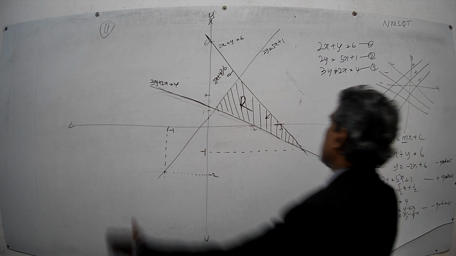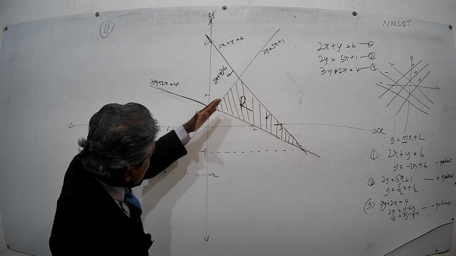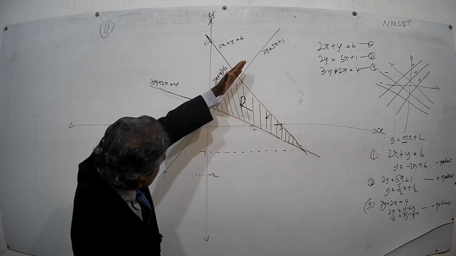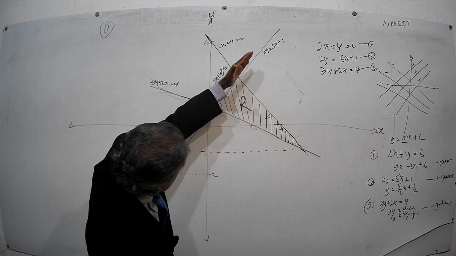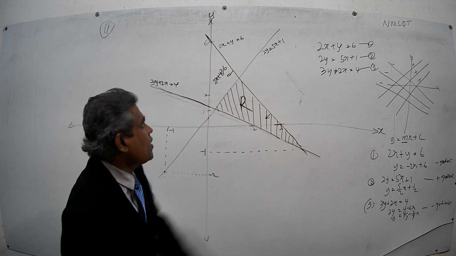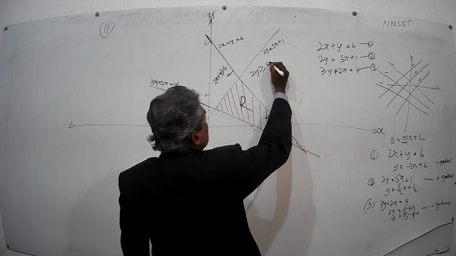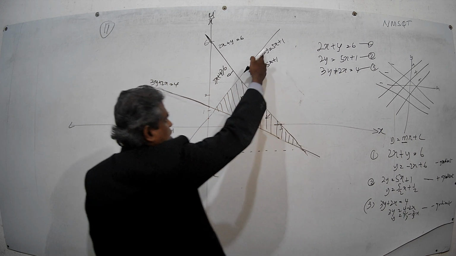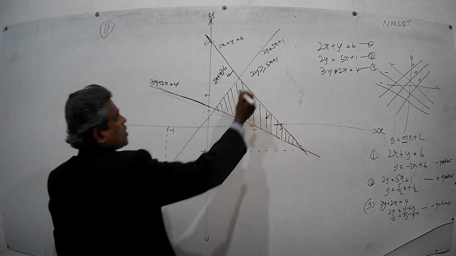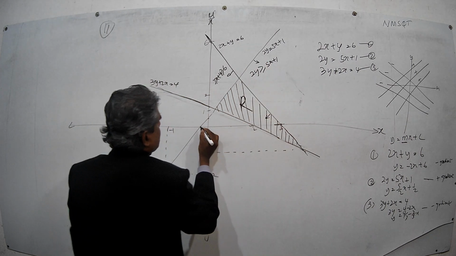The other line is this one. Again the triangle is below this line. Therefore, below this line, y less than. You can write 2y less than or equal to 5x plus 1, because it is a solid line.